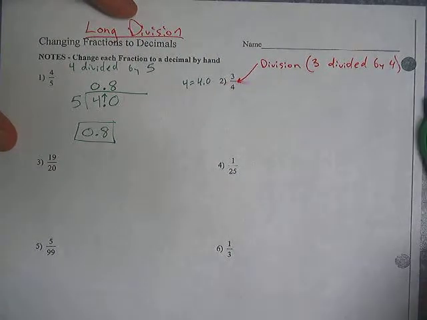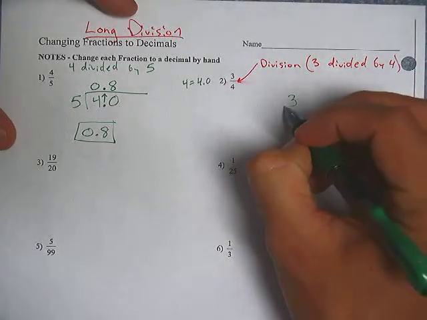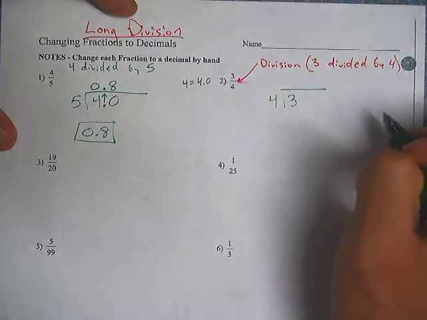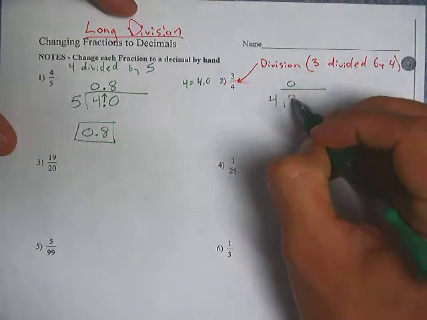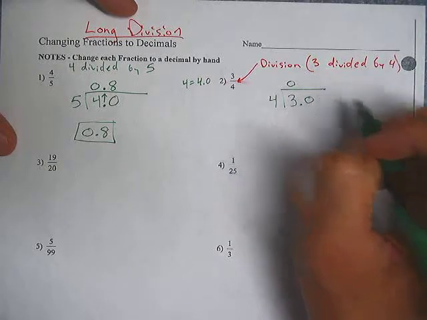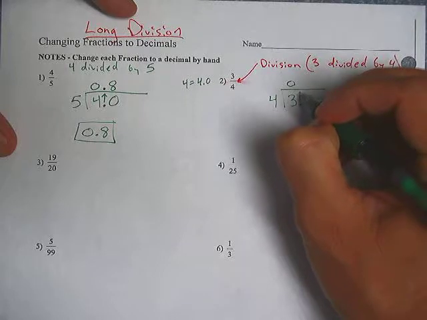There's my answer. So if I slide over to 3/4, I know that this one is 0.75, but how do I get that answer using long division? So 3 divided by 4. 4 doesn't go into 3, so I'm going to put a 0. And instead of 3, I'm going to make it 3.0. And now 4 can go into it.